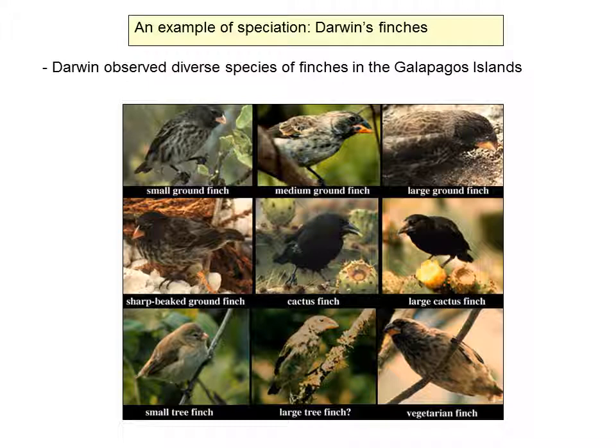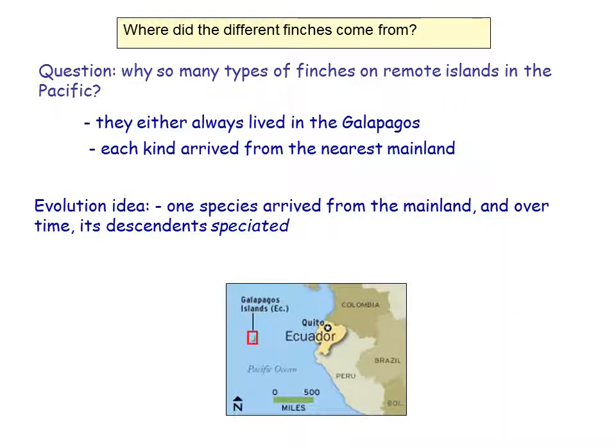An alternative explanation that he wondered about was perhaps an ancestral population of finches migrated to the Galapagos Islands, and because there were diverse habitats on the different islands, those birds speciated as they adapted to the different conditions. So the evolution idea here is that one species possibly arrived from the mainland and over time its descendants speciated.